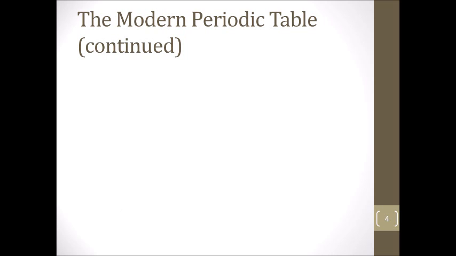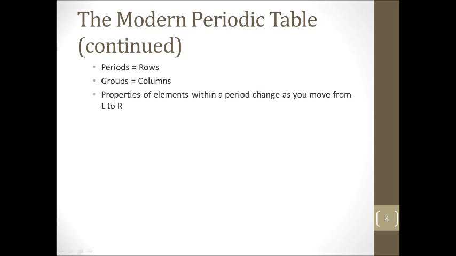All right, anyway, in the modern periodic table, the periods refer to the rows, and we're going to learn that they're related to the specific shells of electrons, or the principal energy levels of electrons. And groups are the columns. So properties of elements within a period change as you move from left to right. Here's a quick sketch of a periodic table, and as you move from left to right, the properties change. And this pattern is repeated from one period to the next, or from one row to the next. The pattern of properties is repeated. And what you'll see is, as we go down, a group shares similar properties.